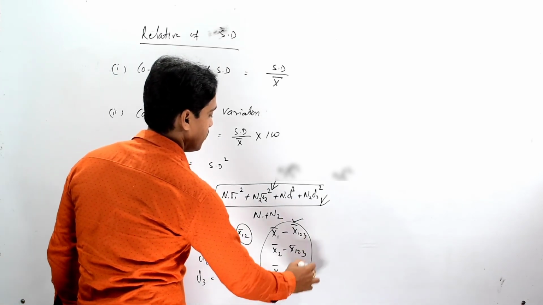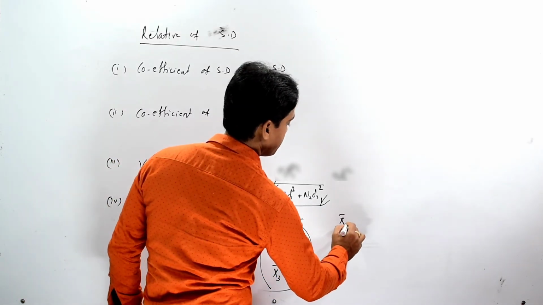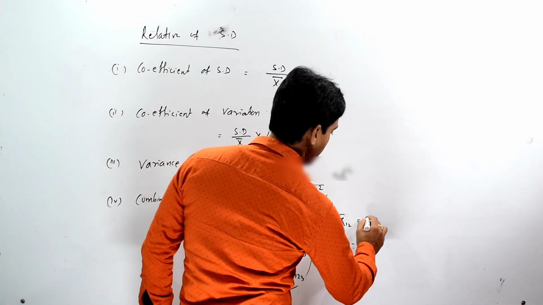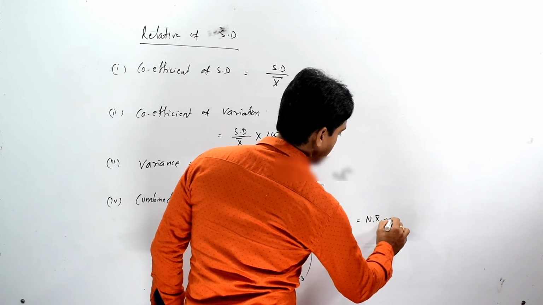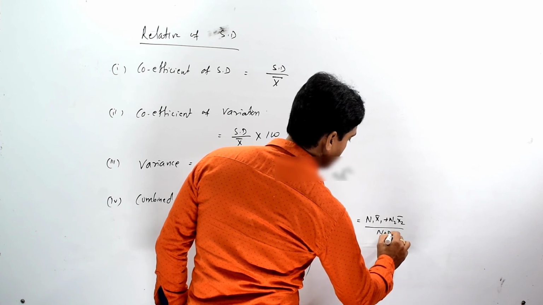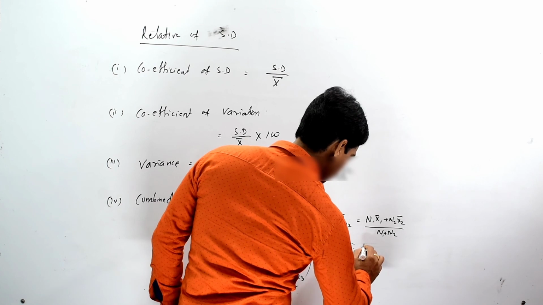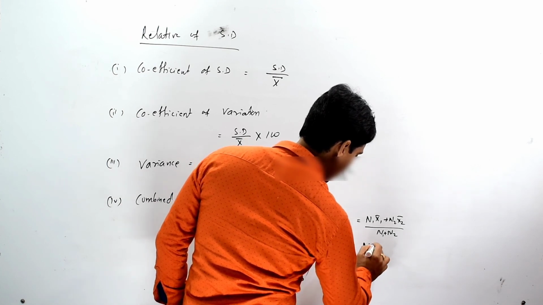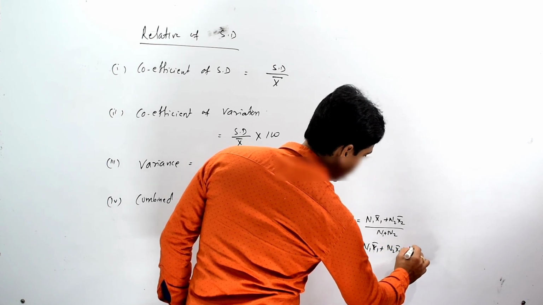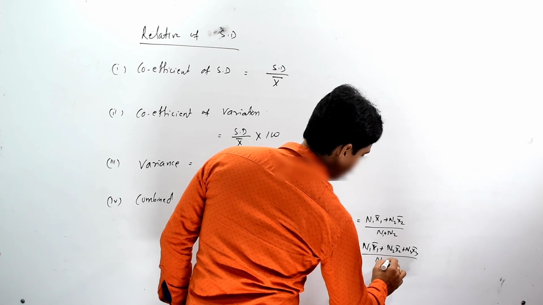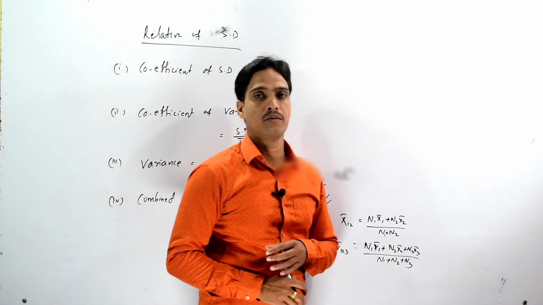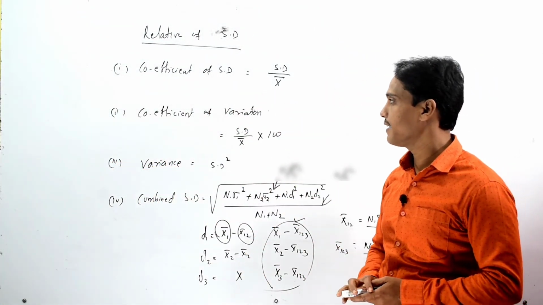So first of all we have to compute our combined arithmetic mean of two groups and of three groups, that is n1 x bar 1 plus n2 x bar 2 divided by n1 plus n2, and in case of three groups, n1 x bar 1 plus n2 x bar 2 plus n3 x bar 3 divided by n1 plus n2 plus n3. So these are all about relatives of our standard deviation.